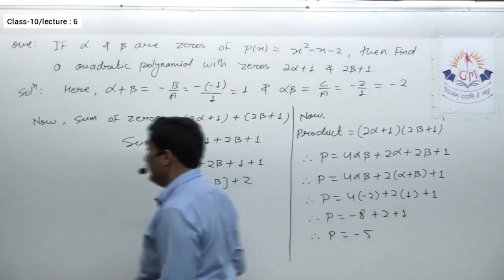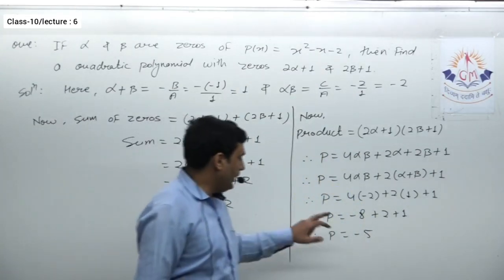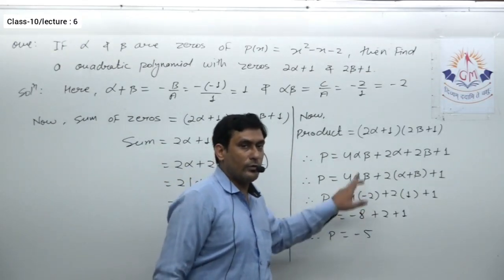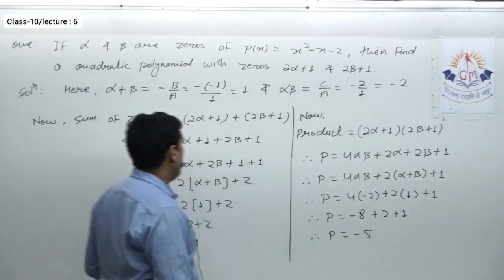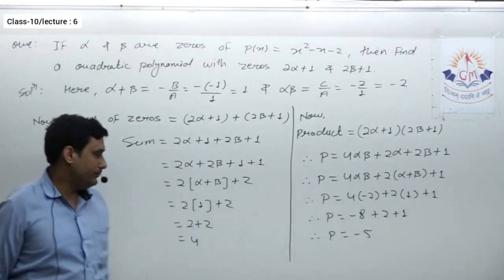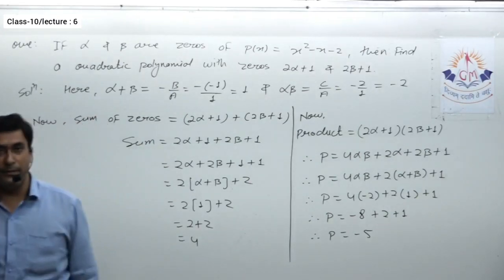Okay, so this 4 is the sum of the zeros of the required polynomial, and minus 5 is the product of the zeros of the required polynomial. So note it down up to this point, then only one step is left, that is the last step in which we write the polynomial directly.